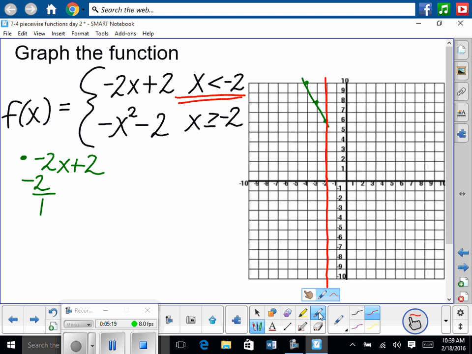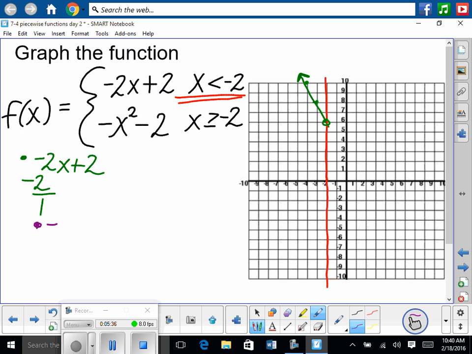Now, it did not include -2. So on the red line, we've got to put an open circle where it hit the red line. Is everybody comfortable? Now, we know lines have an arrow, so I'm going to be really pretty today and draw it nice. Okay, now we can go ahead and move on and focus on the quadratic.